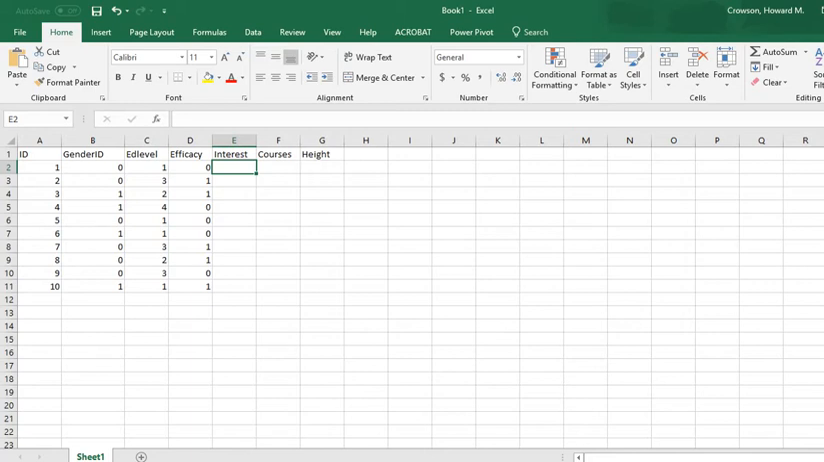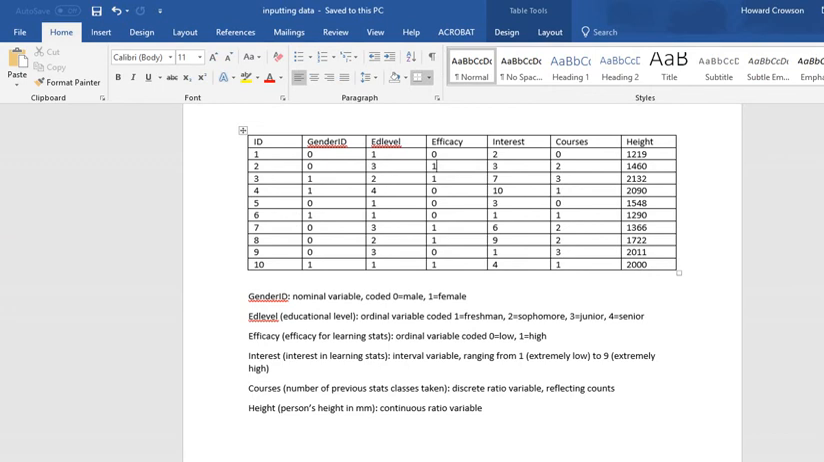And for this particular variable, this is treated as an interval scale variable with values ranging from 1 being extremely low to a value of 9, which is extremely high in interest. And this is basically interest in learning stats. And when you're dealing with interval scale variables, you're dealing with variables that reflect the kind of amount of a characteristic that is present.